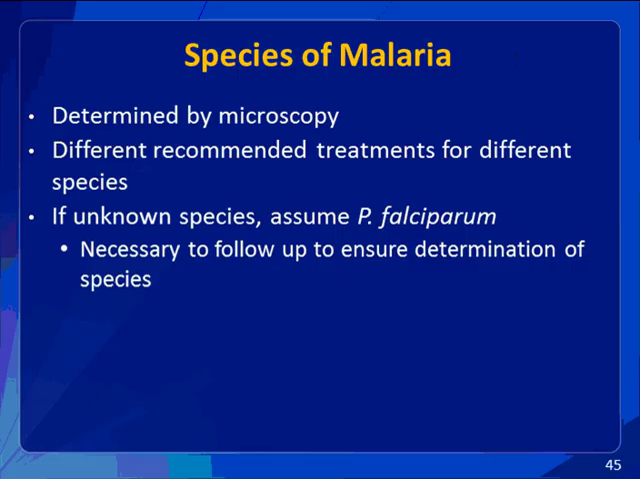In this case, though, it is necessary to follow up to ensure the determination of species, to know whether to follow up with a radical cure to remove dormant liver stages, if the species turns out to be vivax or ovale.